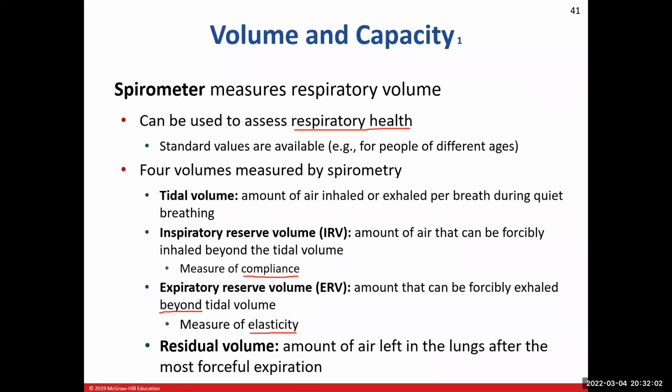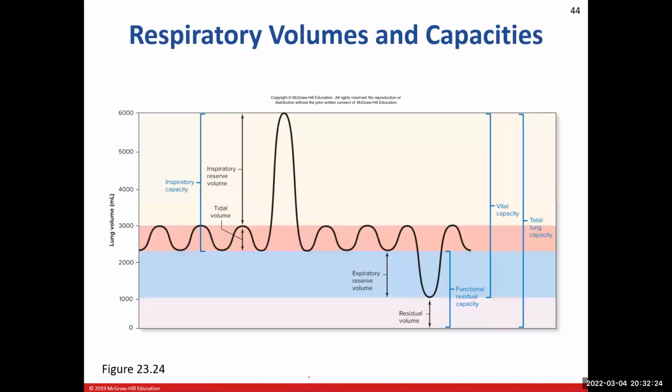Our last volume that we measure is called the residual volume. And this is the amount of air that is going to be remaining in your lungs after you blow out as hard as you can. So this is essentially the leftovers, after you have breathed out as forcibly as possible. So that's what you're seeing here at the bottom. Right there, that's the residual volume. All right, so those are the 4 volumes that we are establishing.